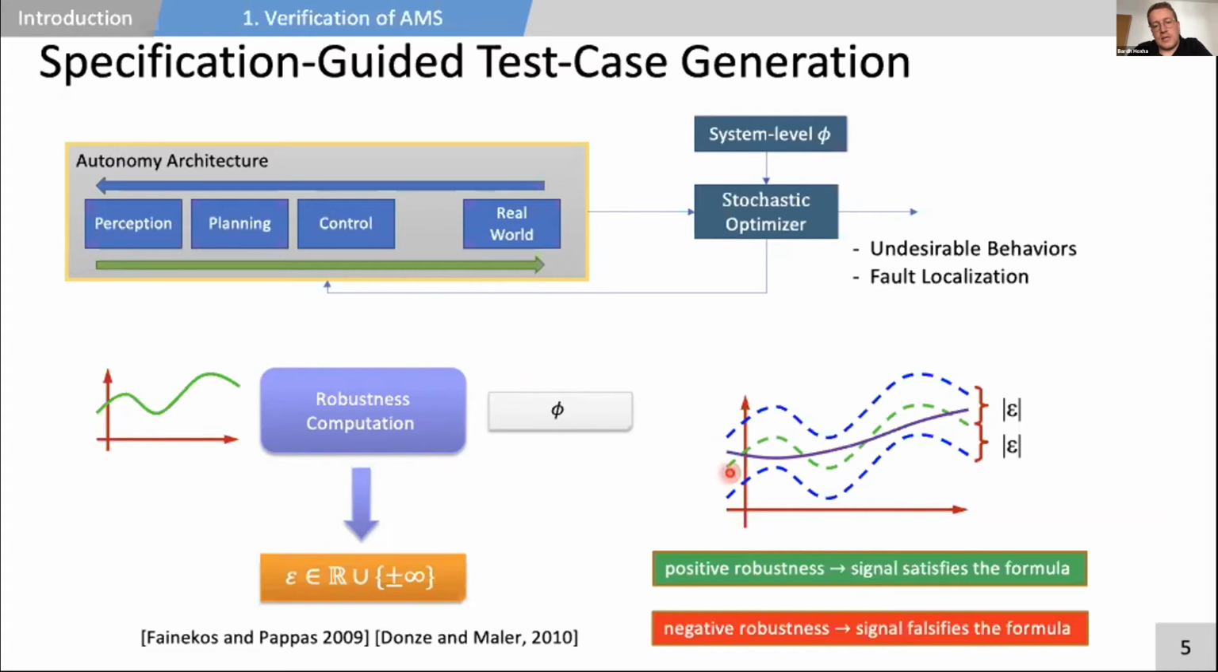So you can think of it as a tube around a signal, which tells you how far the signal can go without changing satisfaction or valuation. And once you enter this into a stochastic optimizer, these stochastic optimizers will try to minimize this until you find undesirable behaviors and conduct fault localization.